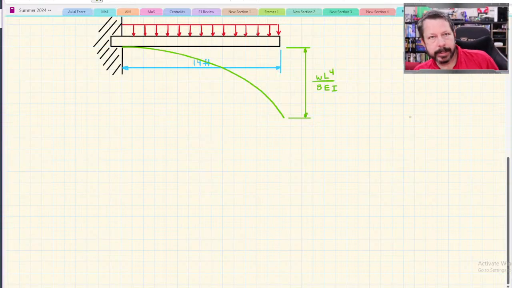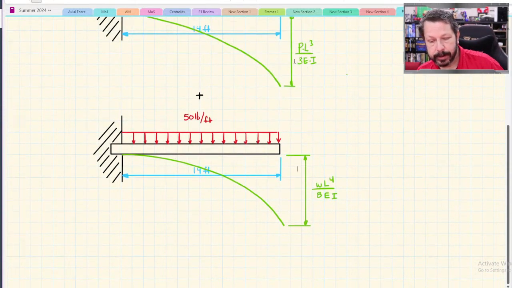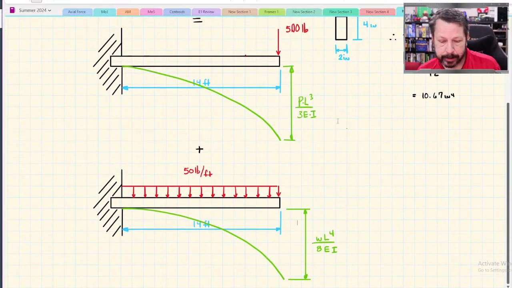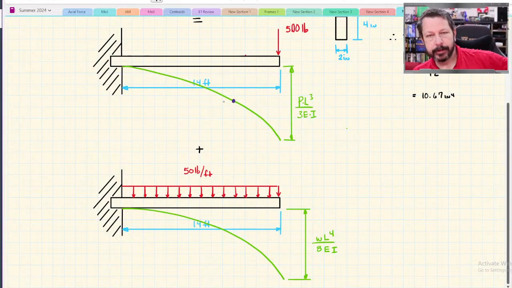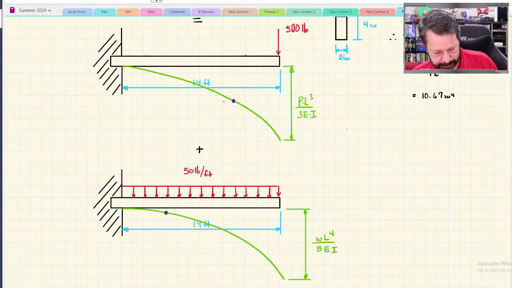So we do need to make sure that we're adding the equations we're calculating. We need to make sure that we are adding the same point together. So it would not work to pick, you know, this point on the point load version and this point on the omega and add those together. They do need to be lined up, same x coordinate basically. So we do need to make sure we do that.